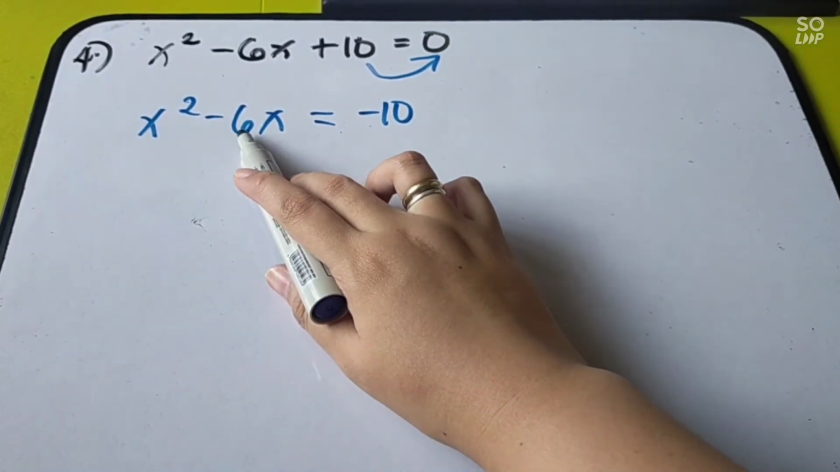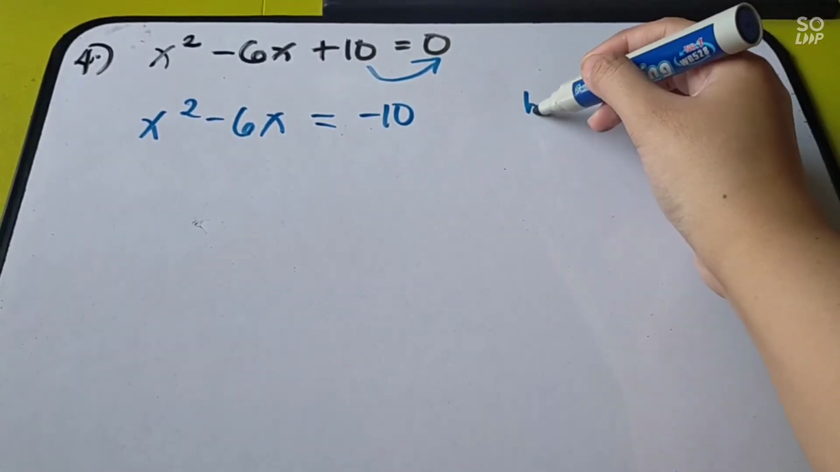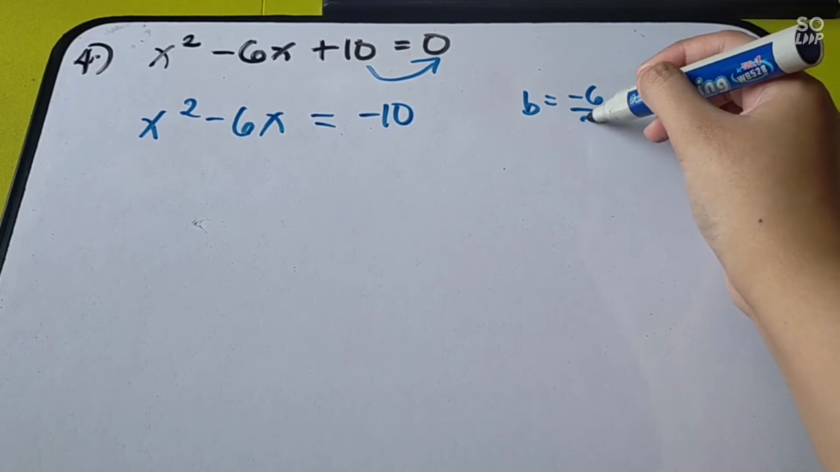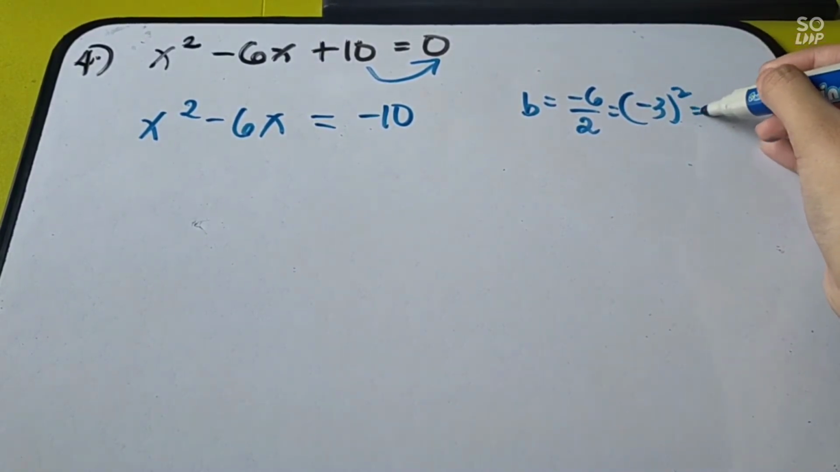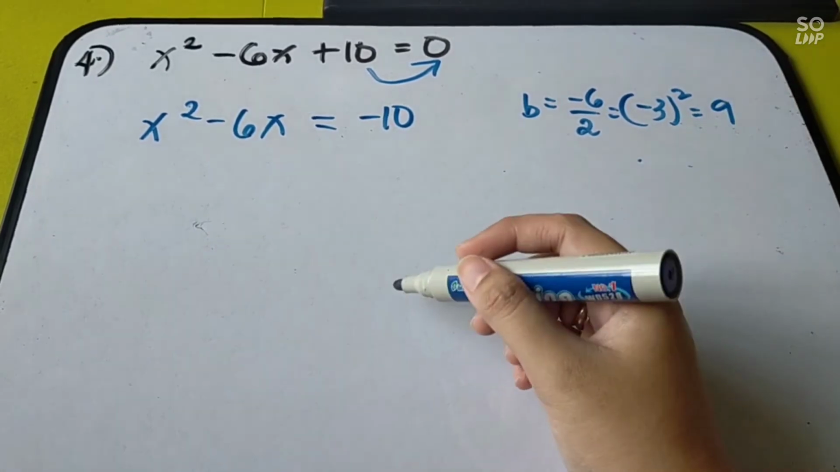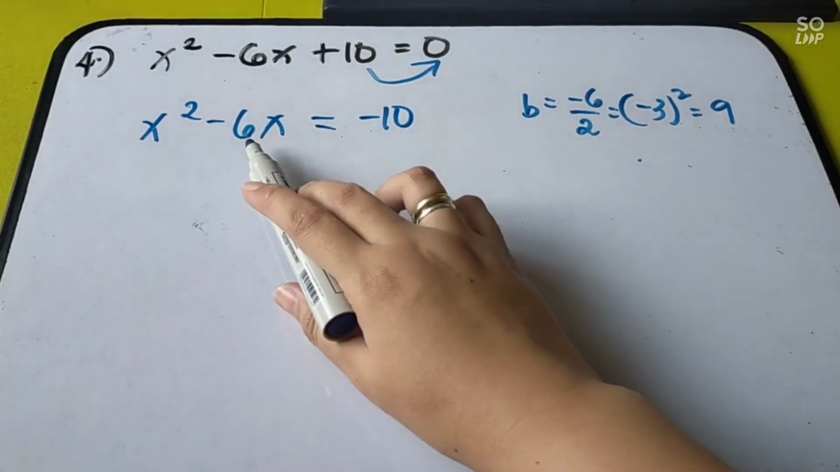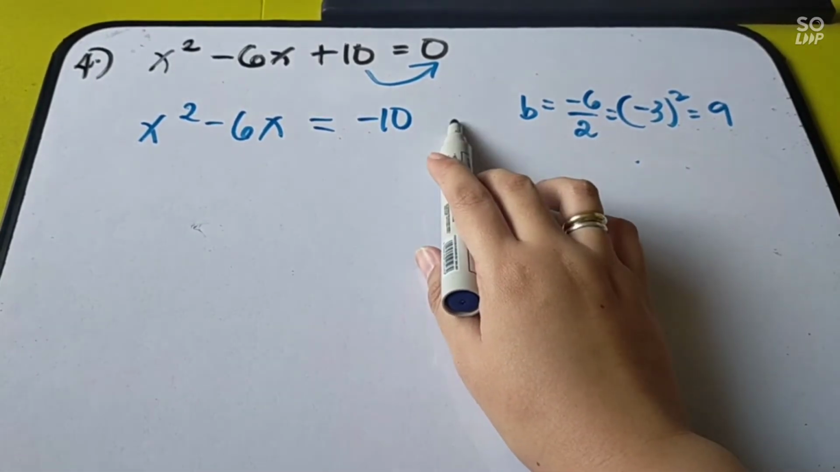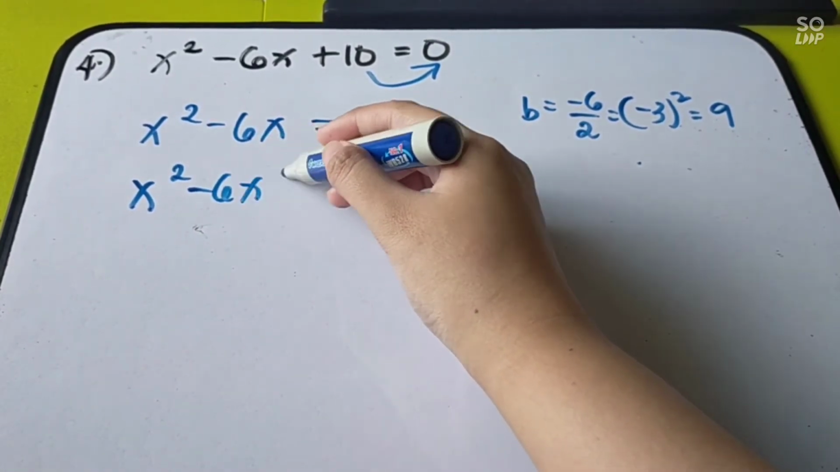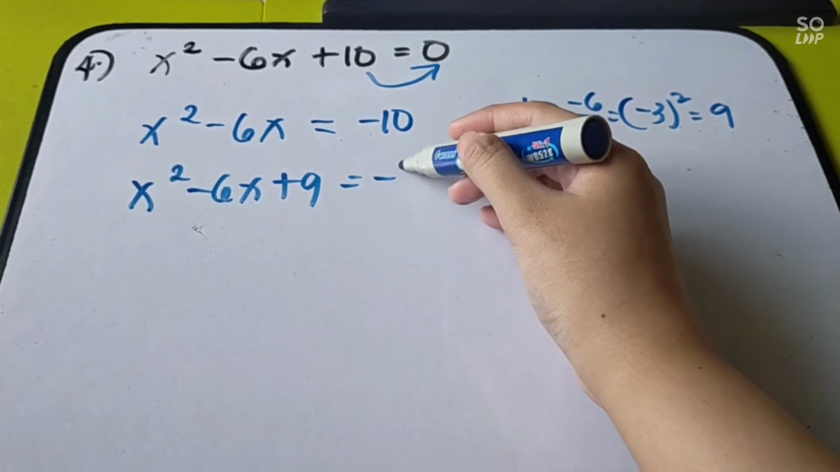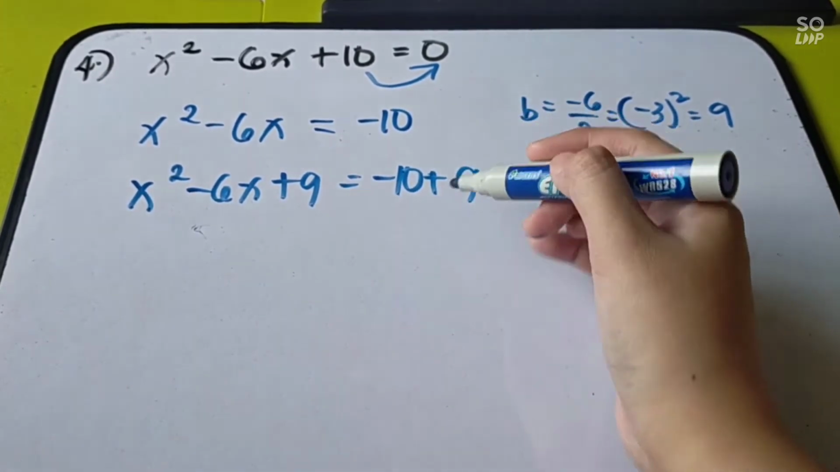Then afterwards, we are going to find for b. Ang b natin is negative 6. Divided into 2, the answer is negative 3. Then you are going to square negative 3, that is positive 9. Then you are going to add positive 9 here and this one. So we have x squared minus 6x plus 9 is equal to negative 10 plus 9.